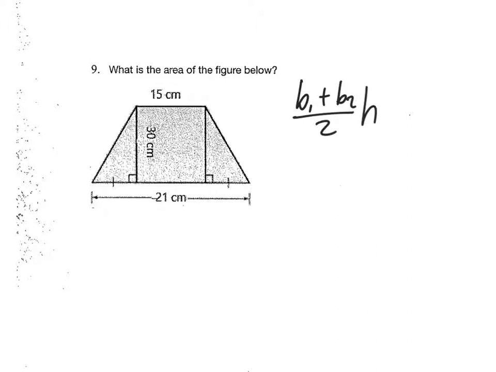So for my base 1, I'm going to use that top part. For base 2, I'm going to use this bottom part. And then for the height, I'm going to use the 30 centimeters. So now I can just plug in numbers exactly where I've got them. So I'm going to do 15 plus my 21. I have to divide all of that by 2. And then I'm going to multiply by the height of 30 centimeters.